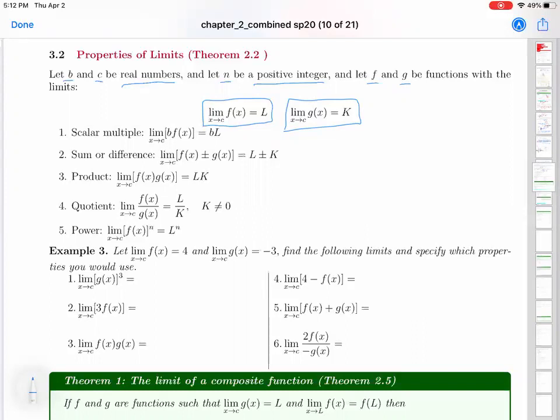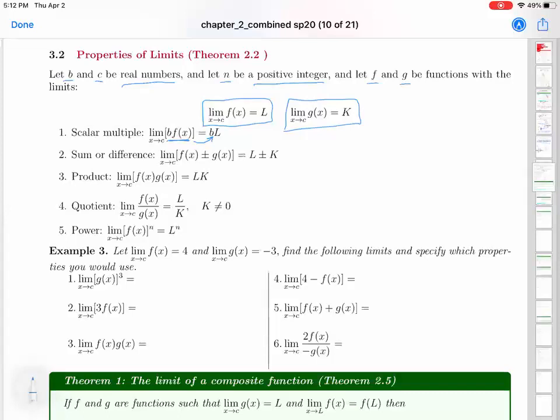First, the first property is scalar multiple. It says if you want to find the limit of b times f of x, where again b is a constant, and f of x is a function with this limit, when x goes to c, it will be the same as b times L, where L is the limit of f of x when x goes to c.